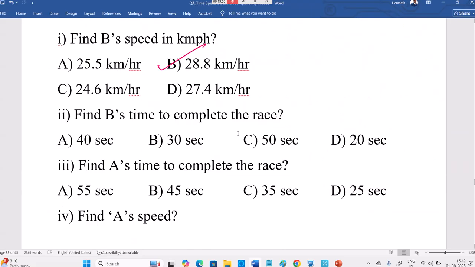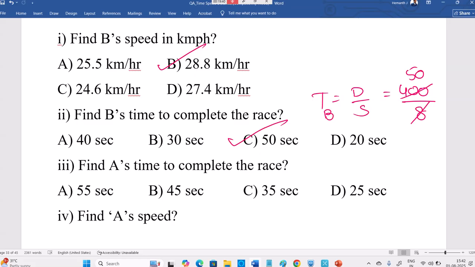Next, B to complete the race. So the race is for how much distance, sir? Now time is distance by speed. B should travel 400 meters to complete the race. Speed of B is 8 meters per second. Here the distance is not in kilometers, so don't take 28.8. Distance is only in terms of meters, so you take 8 only. That 50 seconds is the answer.